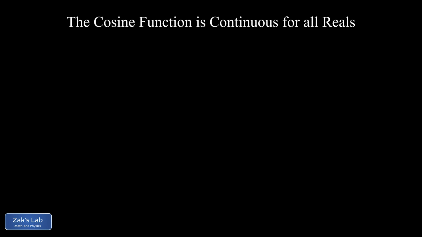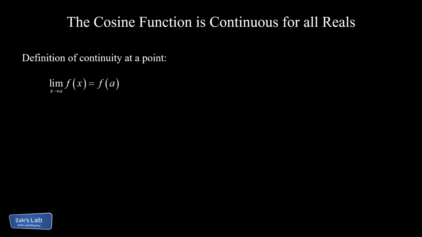In this video, we're going to prove that the cosine function is continuous for all real numbers. Now we need a few previous results before we can start the proof. First, we need to recall the definition of continuity at a point. The way that was defined is that we said f of x is continuous at x equals a if the limit as x goes to a of f of x is equal to f of a.